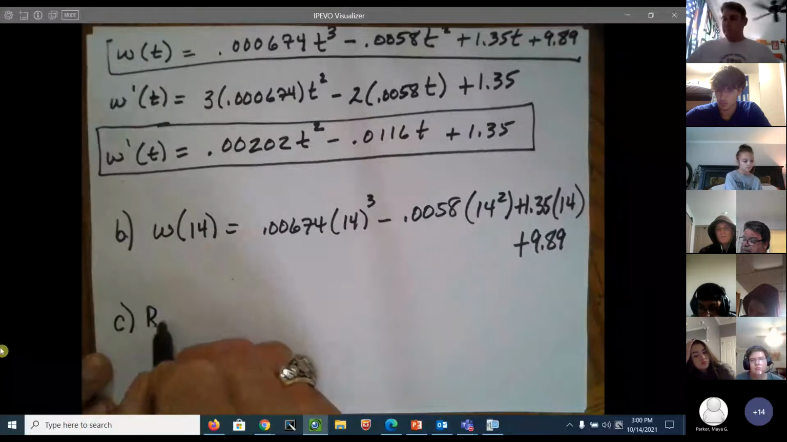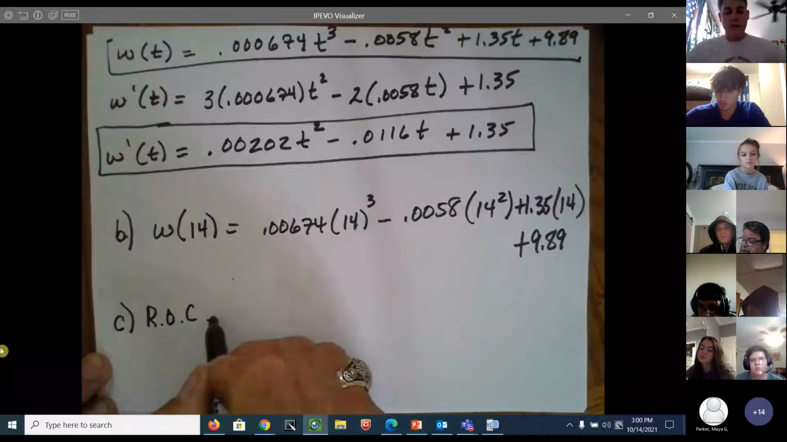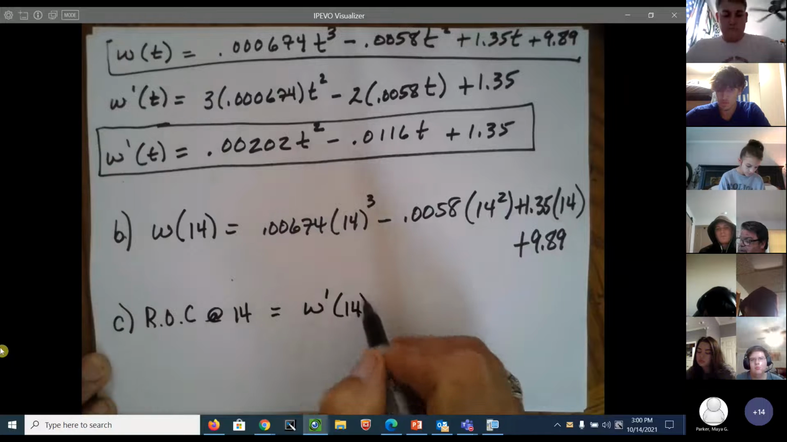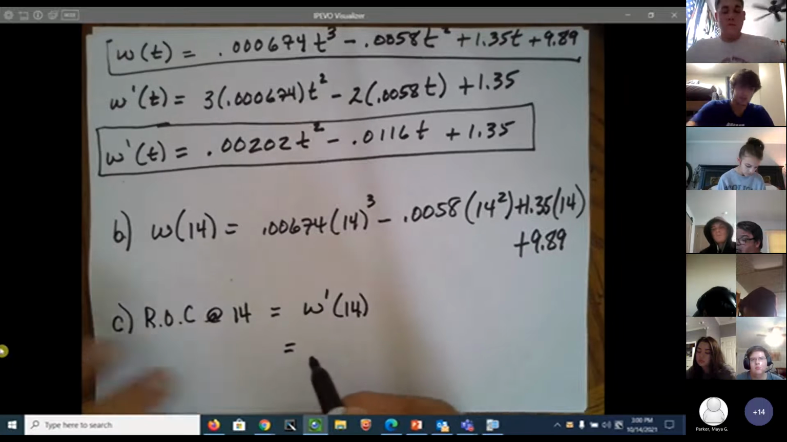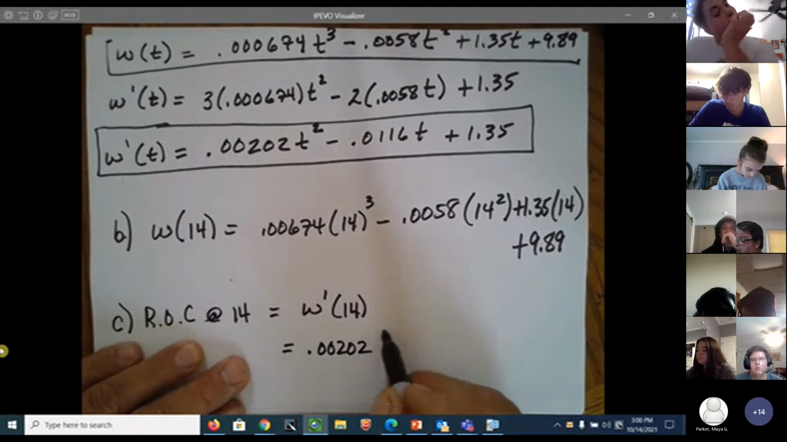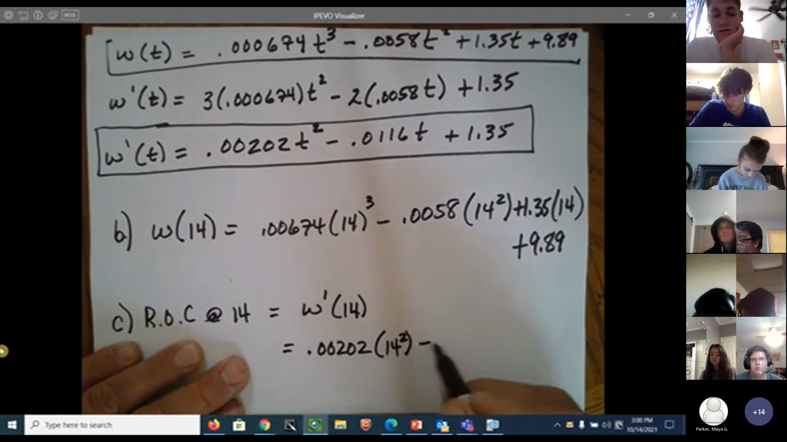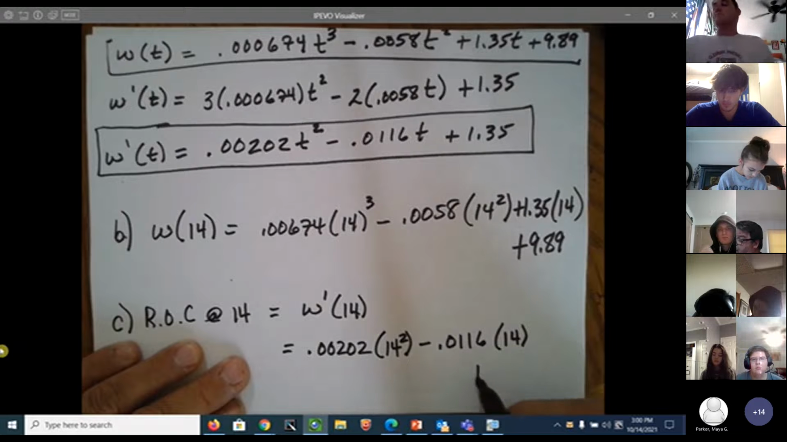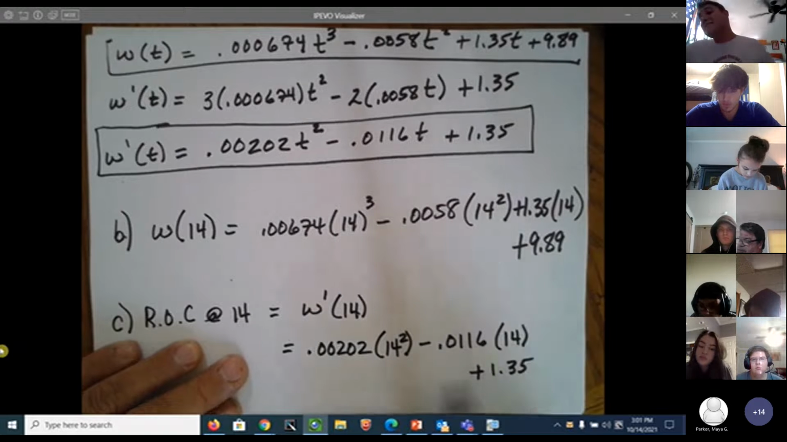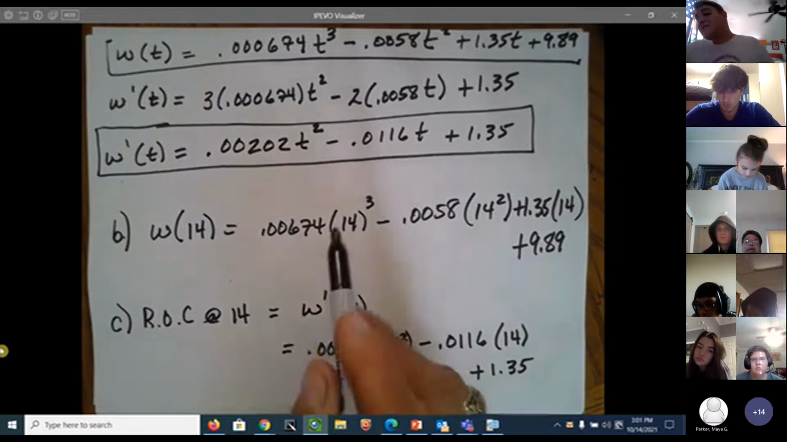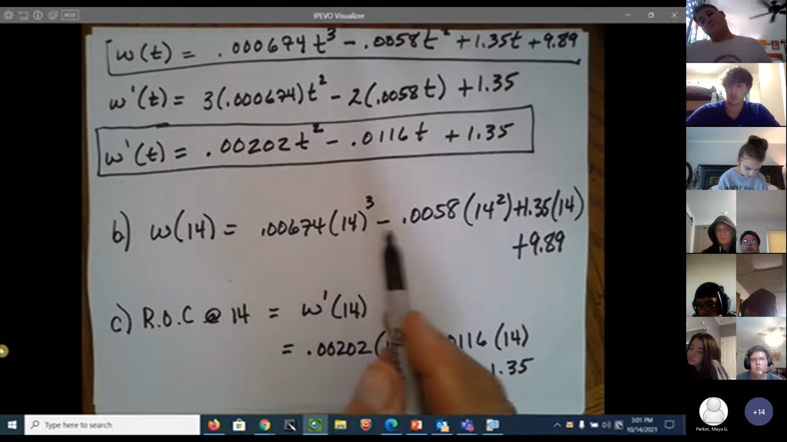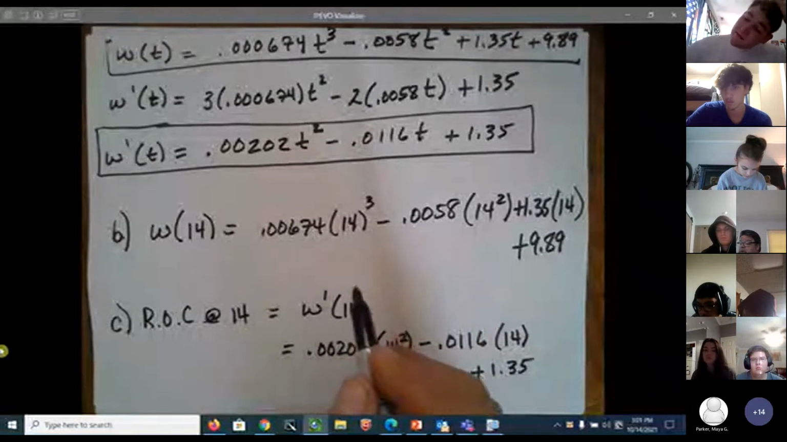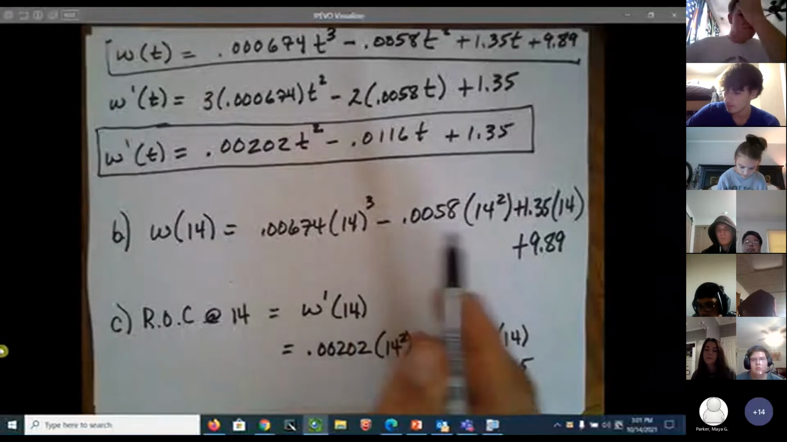C, the rate of change at 14 months is W prime of 14, which is going to be equal to 0.00202 times 14 squared minus 0.0116 times 14 plus 1.35. And I need somebody to do that one for me. So if somebody got this one, give me a weight. Let's round it to the hundredth. What do you get here?